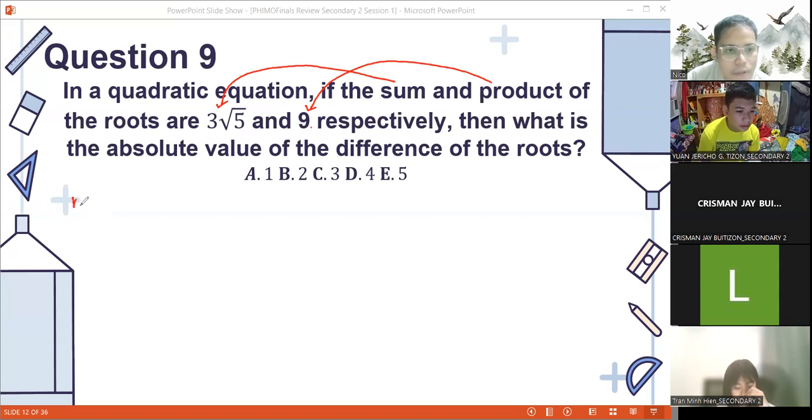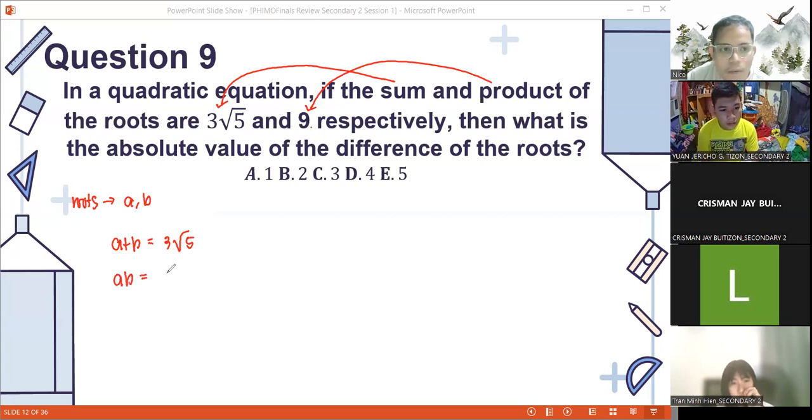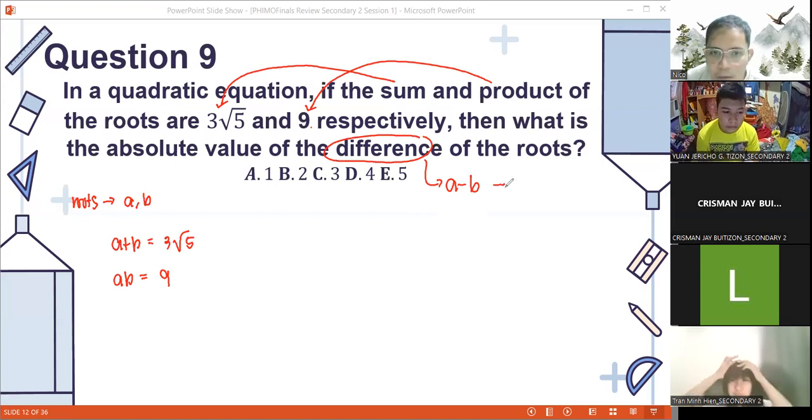So let's say that the roots are A and B. So A plus B is equal to 3 square root of 5, and AB is equal to 9. Take note, you want to get the absolute value difference of the roots. So we're going to get A minus B. So to solve for this one, this becomes minus from plus. So we want the square root of (A minus B) squared, so that if you get the square root of a square, it's just A minus B.